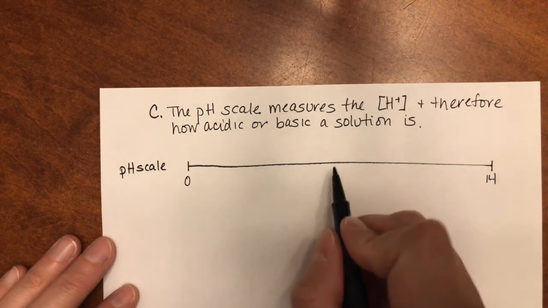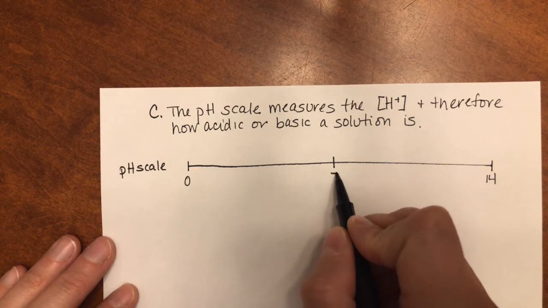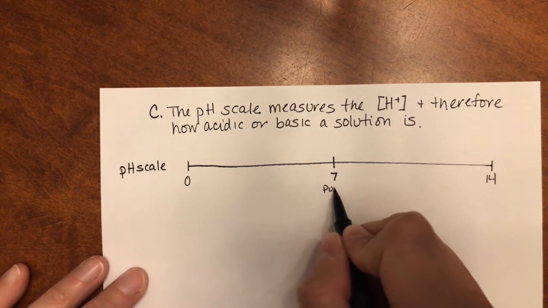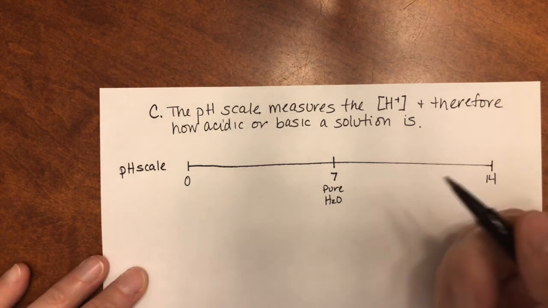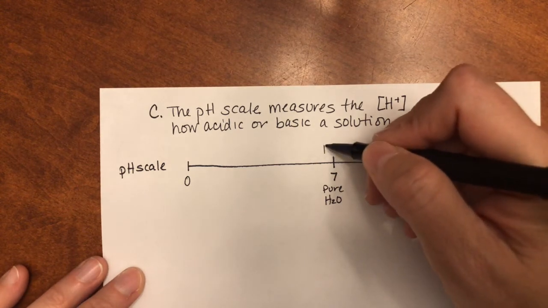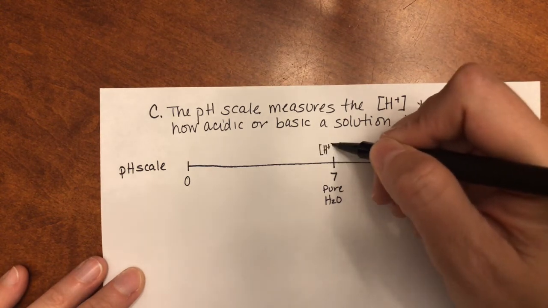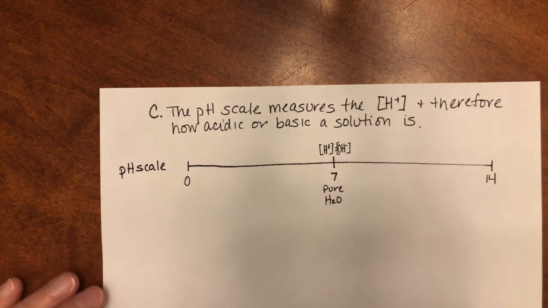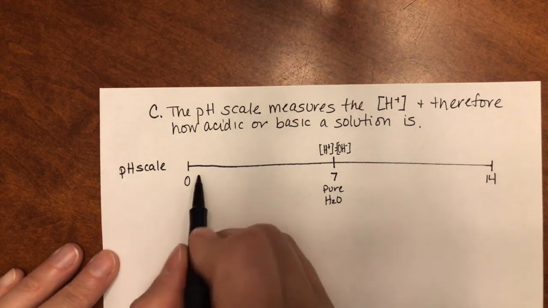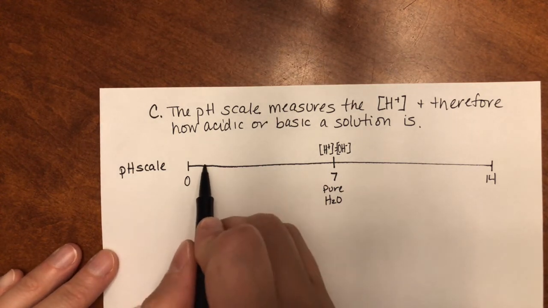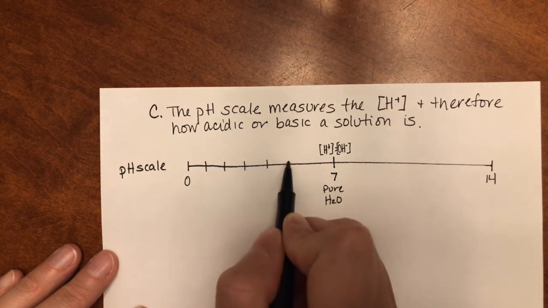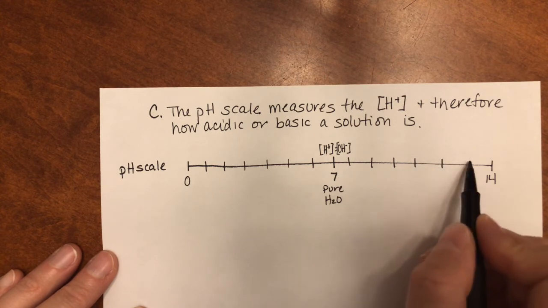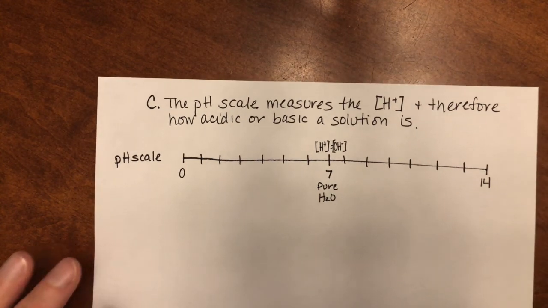And so then 7 is smack dab in the middle. 7 is considered neutral. At 7, this is pure water. So what do we know about pure water? That at pure water, the H plus concentration equals the OH negative concentration. So that's what we know there. Then we can put on little lines for the numbers here: 1, 2, 3, 4, 5, 6, 7, 8, 9, 10, 11, 12, 13. Close enough, not quite equal there.